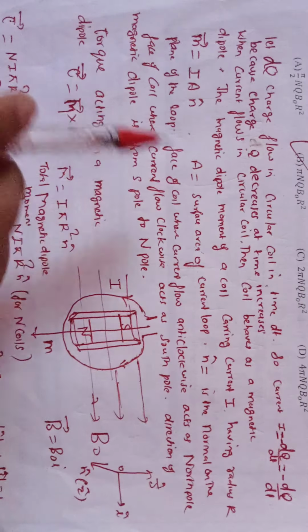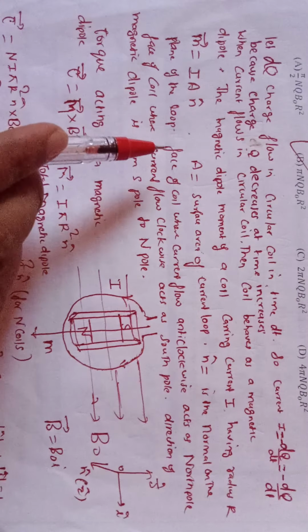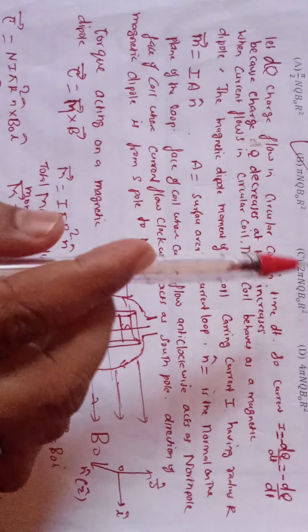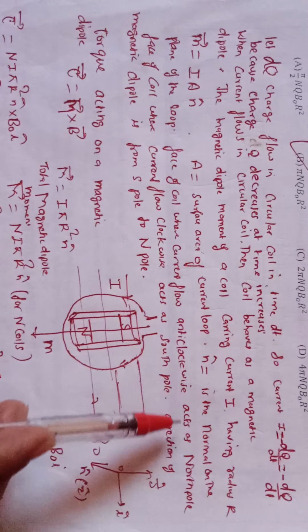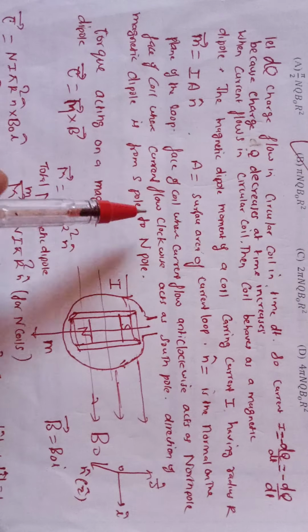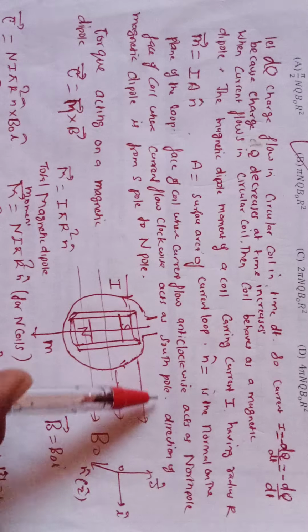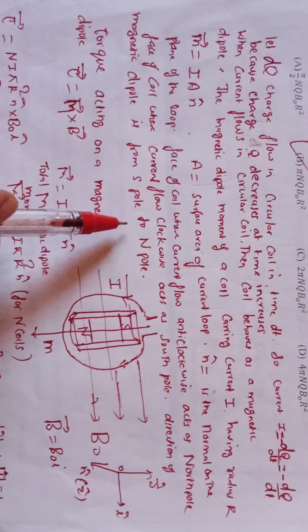This is the unit normal vector, which represents the direction of the normal. Next we have to apply the concept: the face of the coil where current flows anti-clockwise acts as the north pole, the face of the coil where current flows clockwise acts as the south pole, and the direction of the magnetic dipole is from the S pole to the N pole.